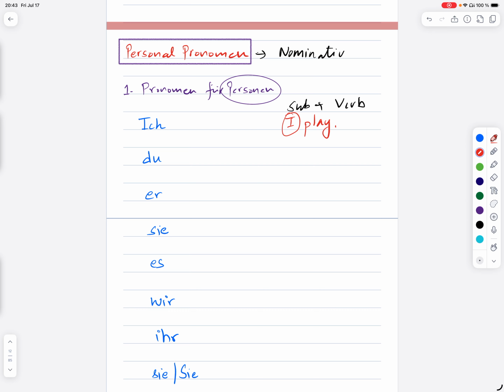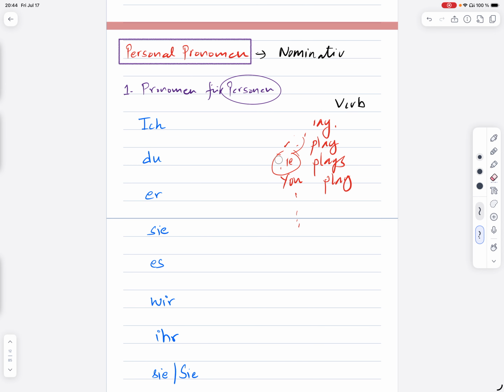So you can also have personal pronouns in English, like we play, that is in plural, and then you can have he plays for the third person, you play, and so on. So we have these different personal pronouns for the subject in the nominative case along with the verb. In the same way, you have personal pronouns for the subject in nominative case in German also.